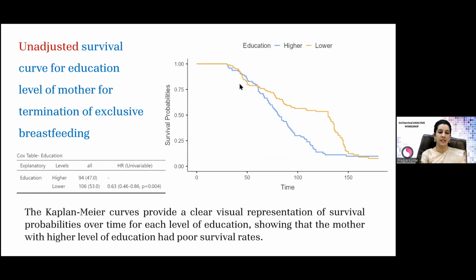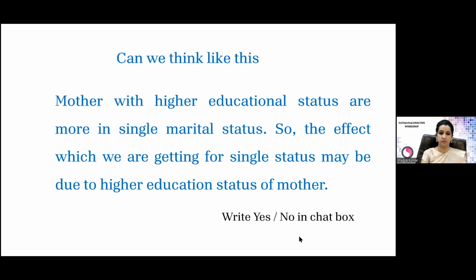This is again the other variable which I have taken, education. Education has been classified as higher education and lower education. If you see this Kaplan-Meier, you will see that this orange one, which was the lower education, has a better probability. It gives you a clear visual representation of survival probability over time for each level of education, showing that mothers with a higher level of education had a poor survival rate.